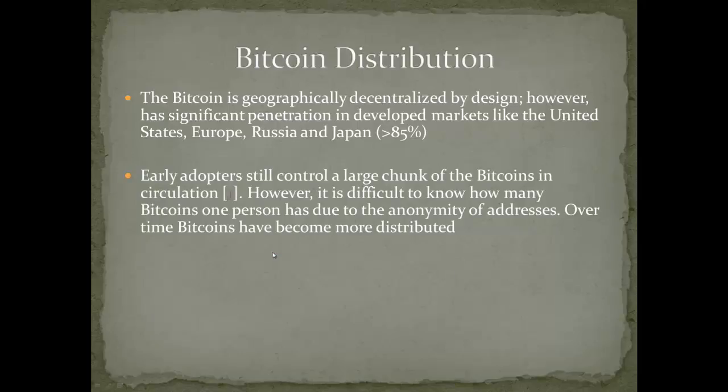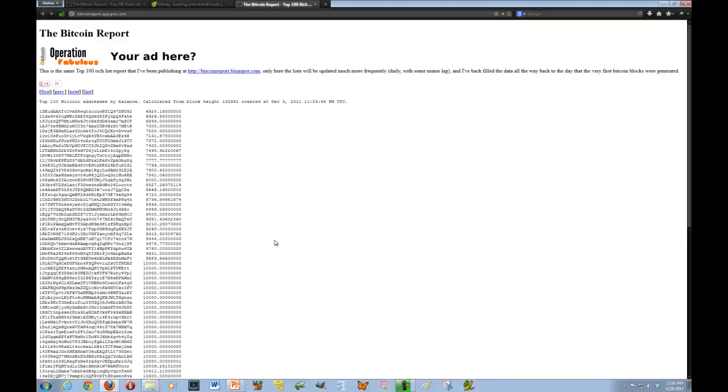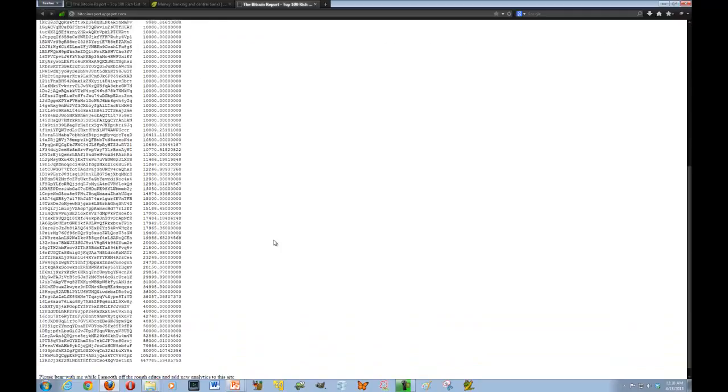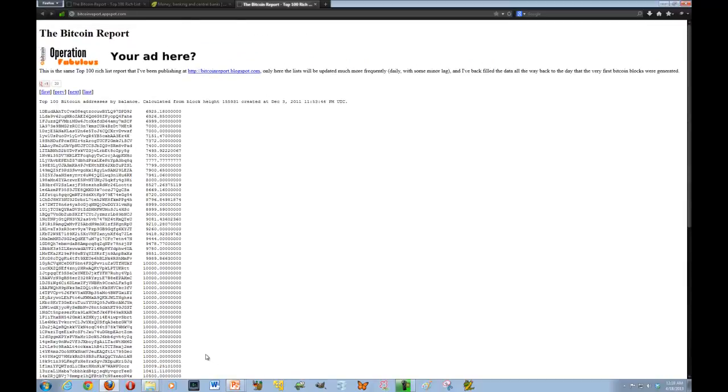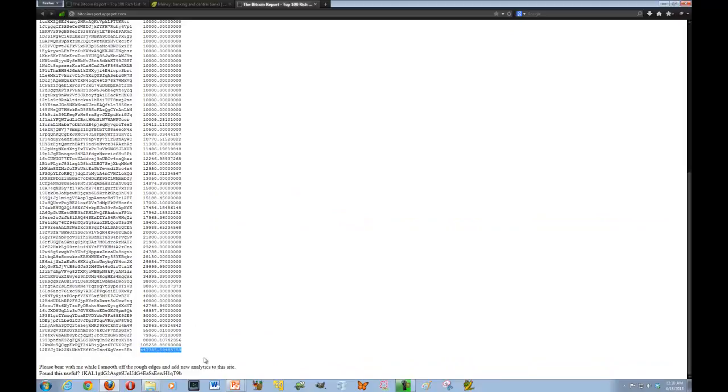In fact, I've included a link here. This link is from the Bitcoin report, and it's listed in order of from the smallest to the largest accounts. And because accounts are anonymous, we just have their public addresses. That's where you send the money to. We're not entirely sure who this money belongs to, but all we know is that this particular account here has 447,785 Bitcoins. And as you can see, the rest are fairly populated as well.